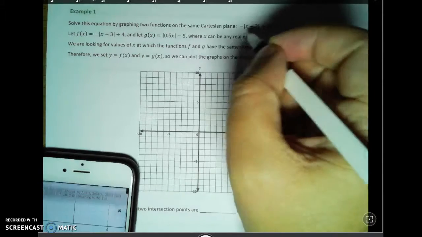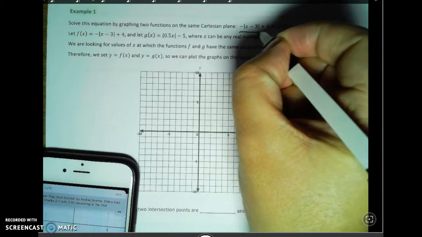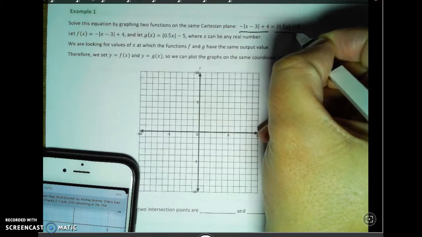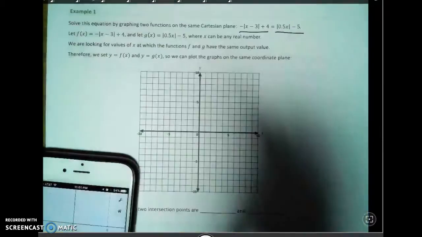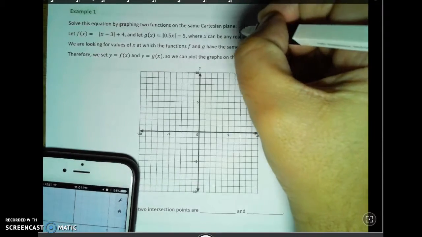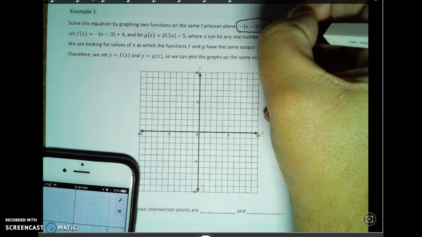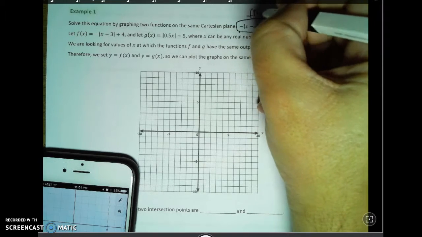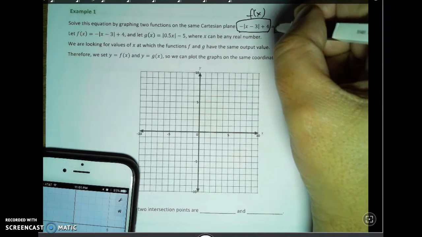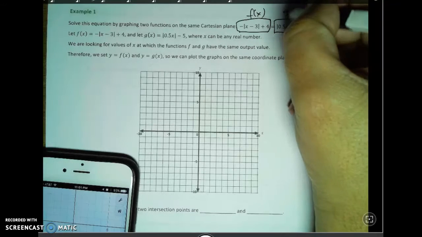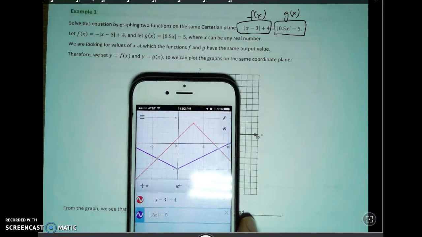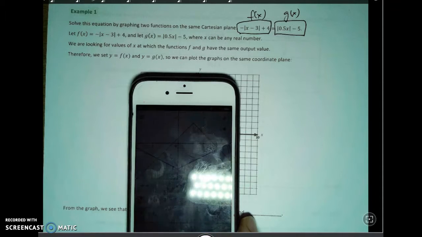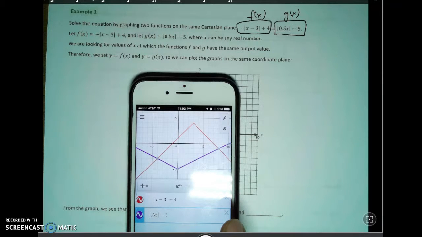So you have this function right here, and then this function right here. You have two different functions, so let f of x be the first function, and the other function be g of x. Now using the calculators, let's plug those in. I'll plug it into my Desmos and see what we can come up with. Once I plug my equations into Desmos.com, I came up with something like this.